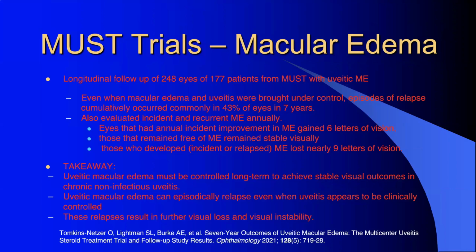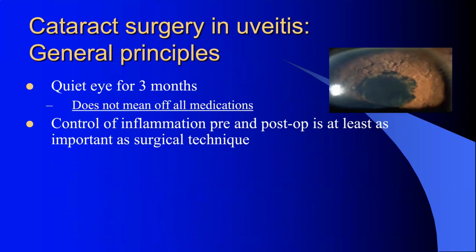Looking at macular edema itself, the MUST trials showed us that even when macular edema and uveitis were brought under control, macular edema continues to be a chronic recurrent problem. Uveitic macular edema must be controlled long-term to achieve stable visual outcomes, according to the MUST trial, the most recent study from 2021. Uveitic macular edema can episodically relapse even when the inflammation is completely clinically controlled, and these relapses result in significant vision loss. So macular edema in chronic non-infectious uveitis continues to be a long-term problem and needs to be monitored in patients. I think that's another important factor.